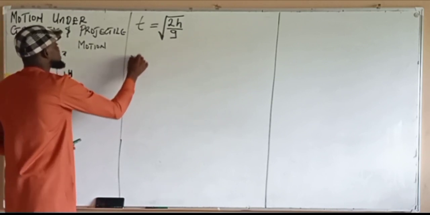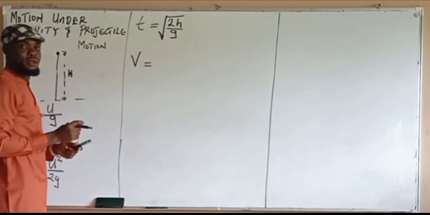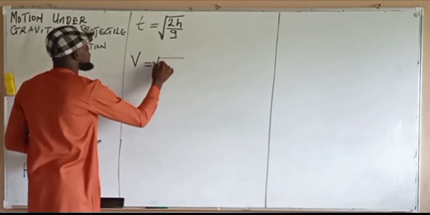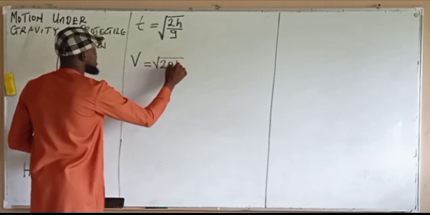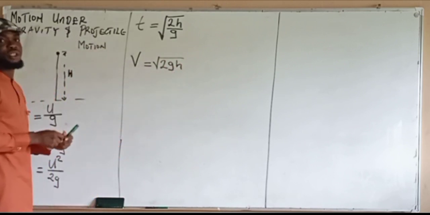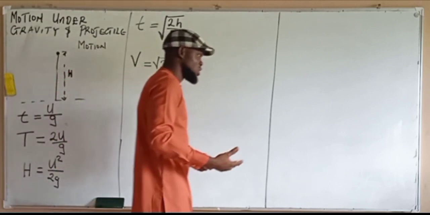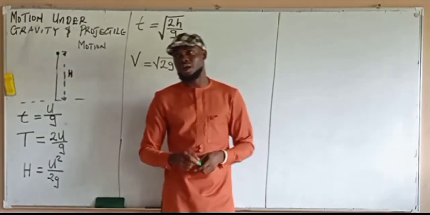And the velocity of that falling body is equal to the square root of 2g times h. That's not really the velocity of a falling body, but the velocity with which it will fall to the ground.